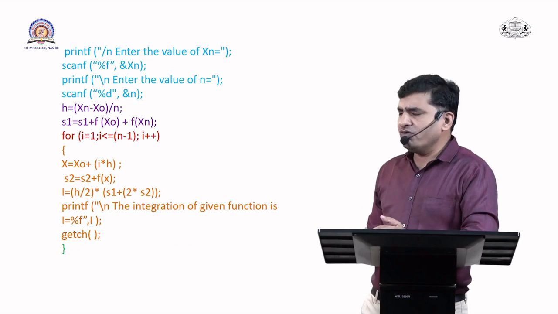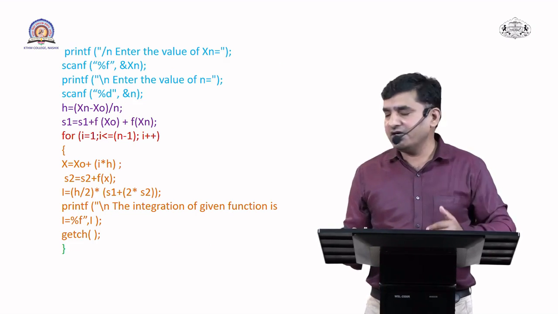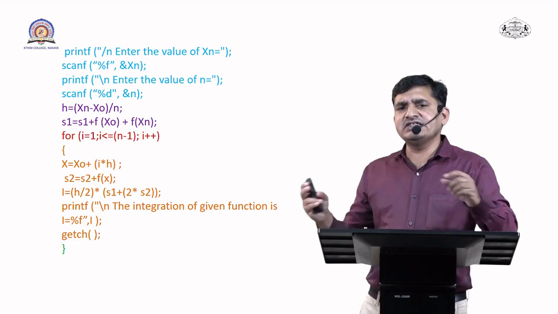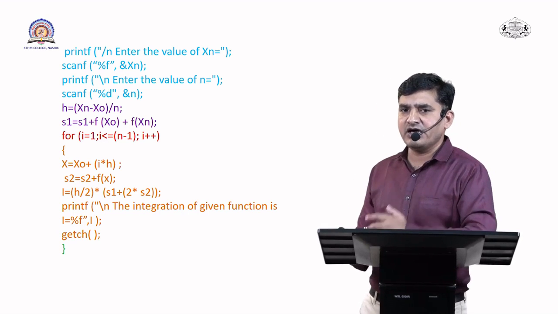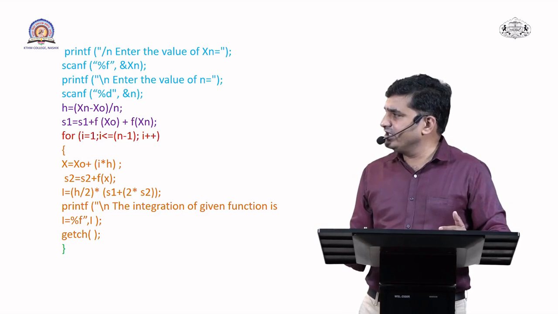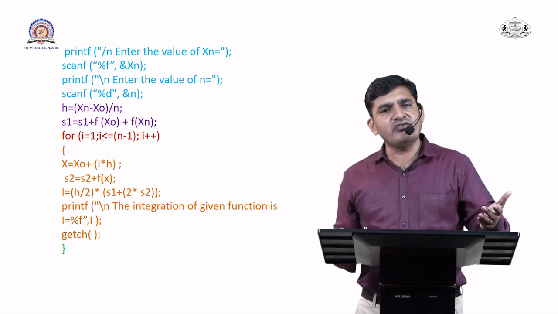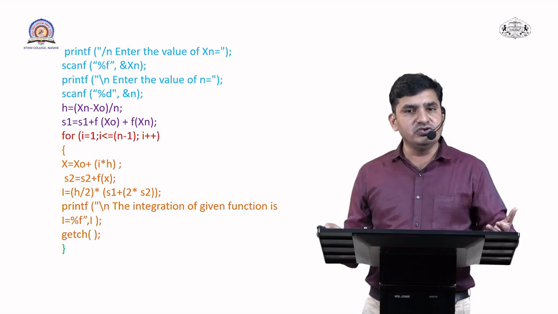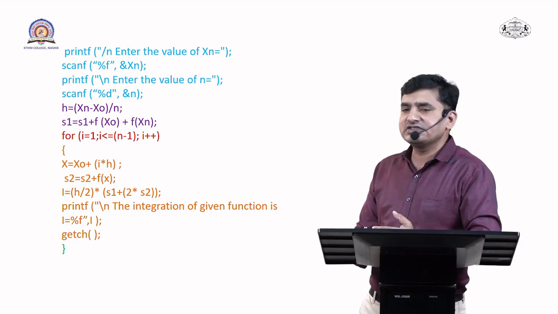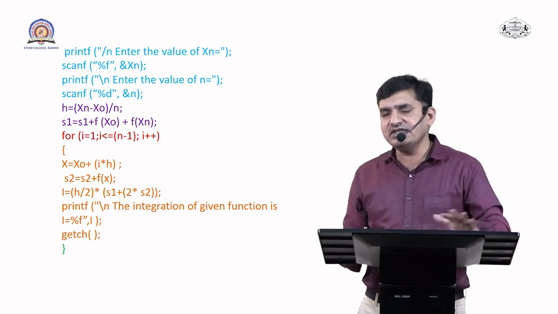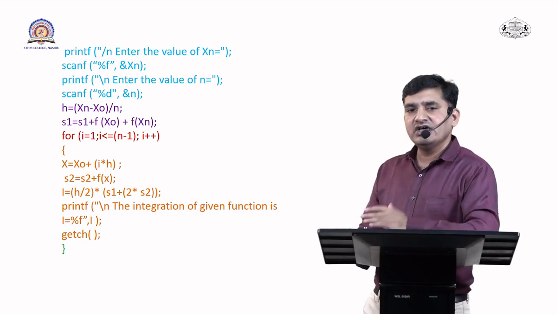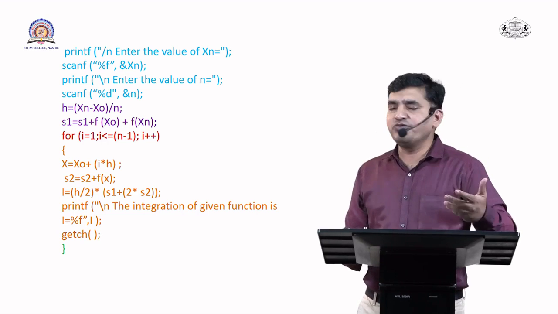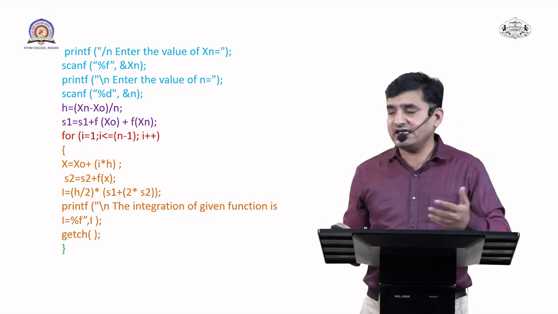Then now we have to enter the upper limit. For that the message displayed on the screen is, enter the value of xn, by using the output function, that is the printf function. Now we have to enter the value of xn, and for that we use the input function, that is scanf %f. Again xn is a decimal point or floating point variable, and therefore we use scanf, which is the input function, and xn.